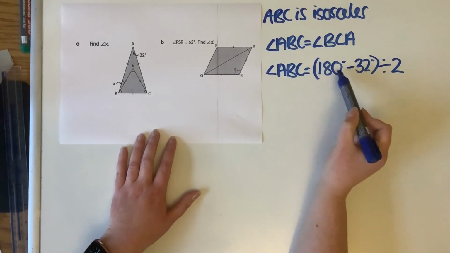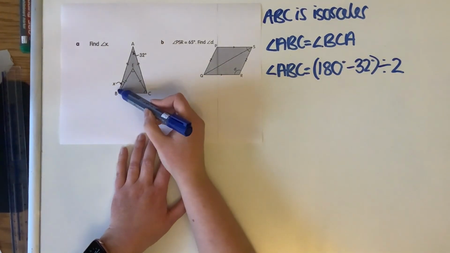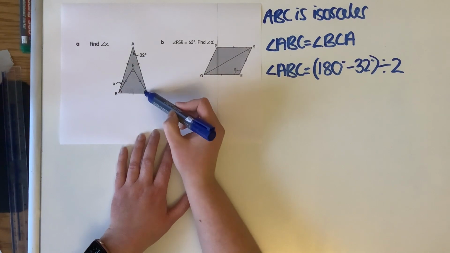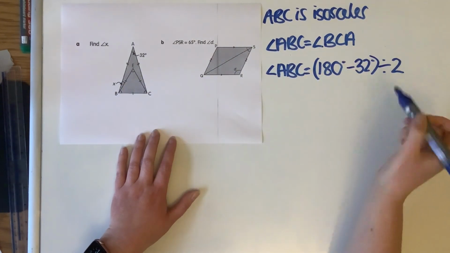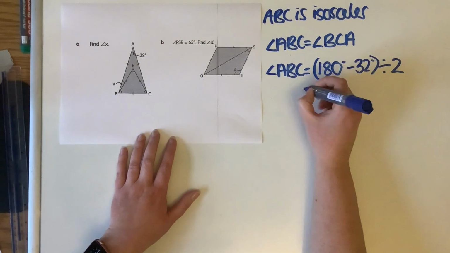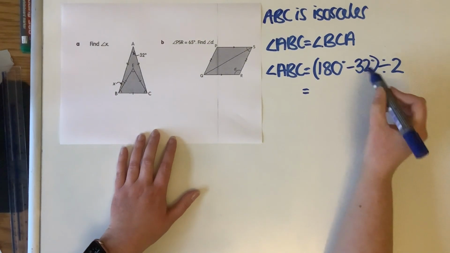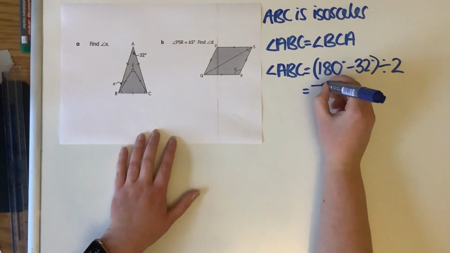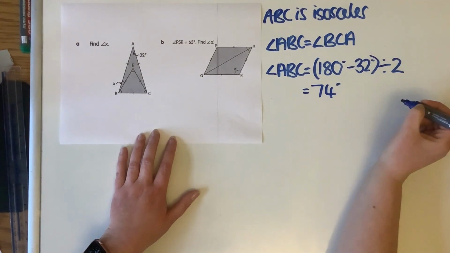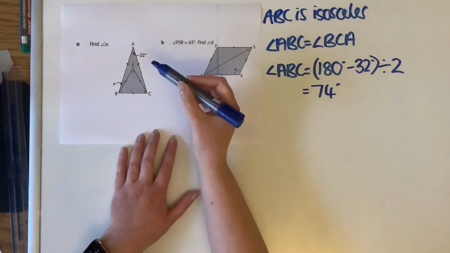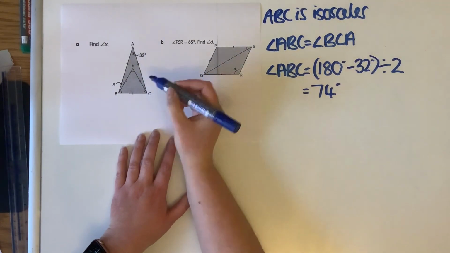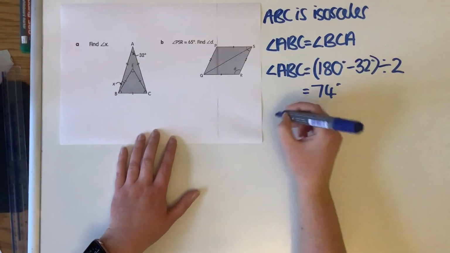Because whatever 180 subtract 32 is, that tells me the sum of the angle ABC and ACB. And then to work out one of them, I would divide it by 2. So 180 degrees subtract 32 degrees, and then that answer divided by 2 equals 74 degrees. So that's the whole of that angle. Then I can think, well, let's go to the next triangle.